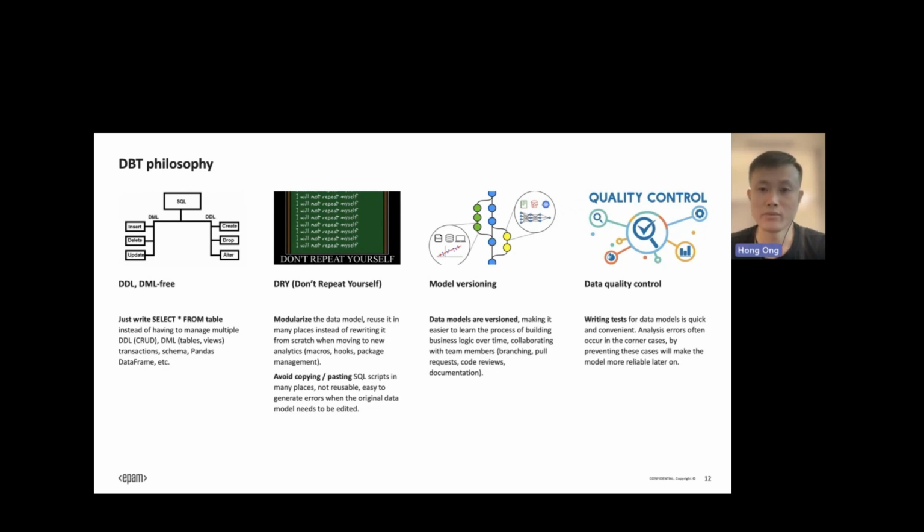And another important one is model versioning, which is very critical in software development. If we don't detect any changes or roll back to the other version, it's very difficult when we move from the development environment to the production environment.